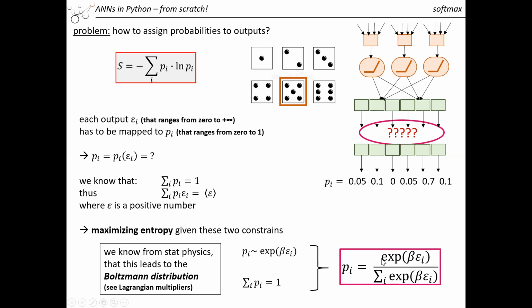So again, you have the exponential of your input. There's a constant beta. I will show you in a few seconds what it means. And then you normalize by the sum over all the different outputs. So therefore, it's been normalized.